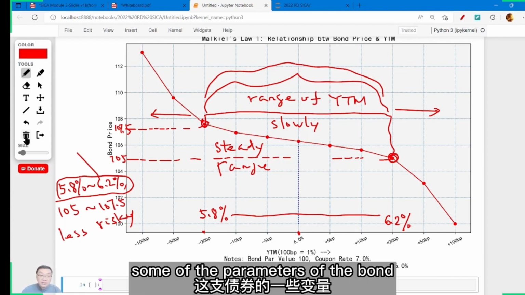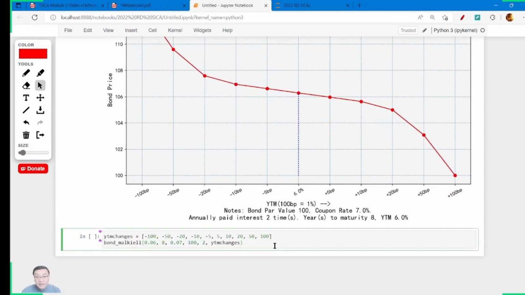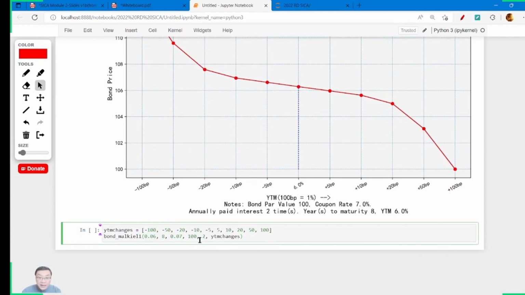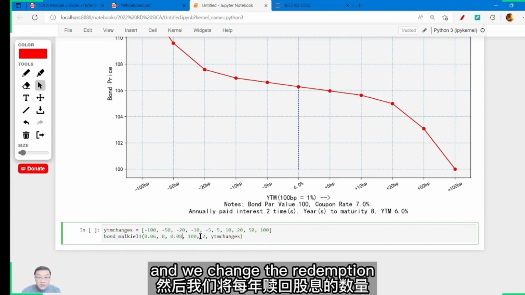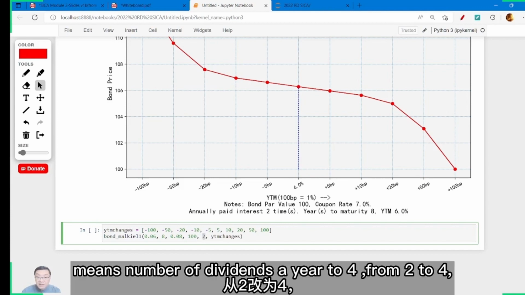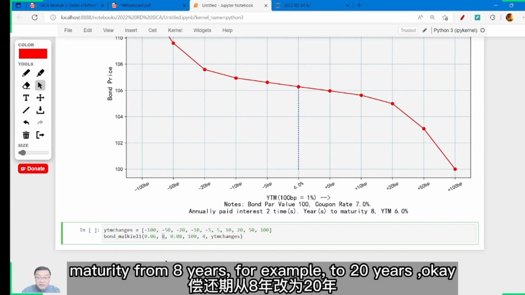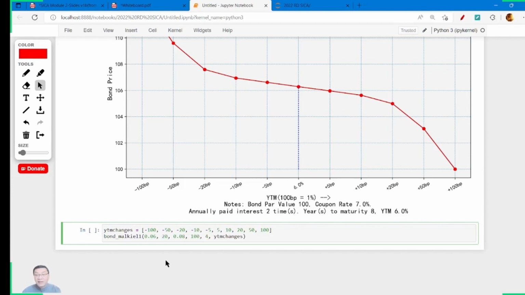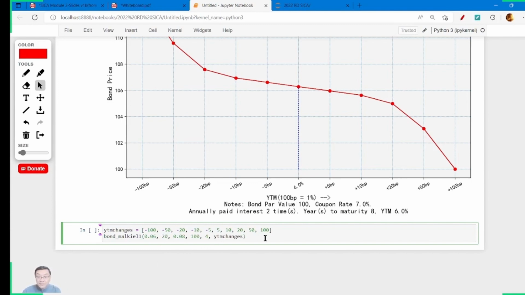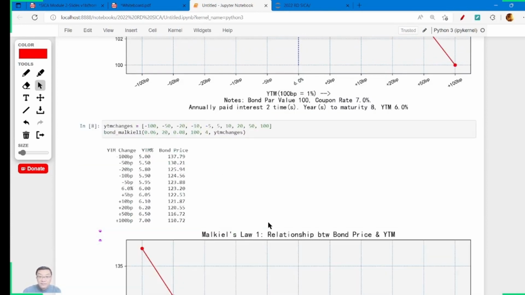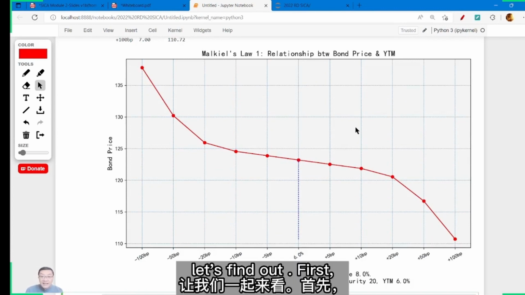Then let's try to change some of the parameters of the bond. For example, we change the coupon rate from 7 to 8. And we change the number of dividends a year, to 4, from 2 to 4. And we change the maturity from 8 years to 20 years. Okay, we have changed a lot. Then let's see what happens. This is pretty interesting. Let's find out.